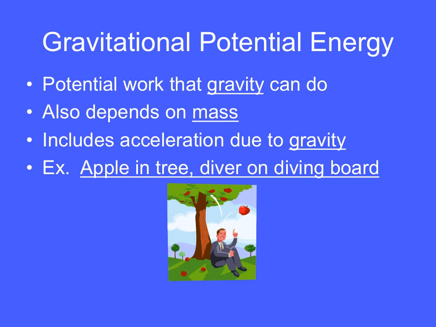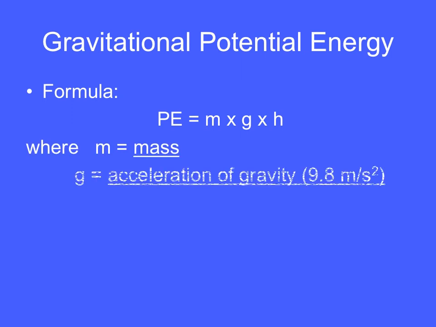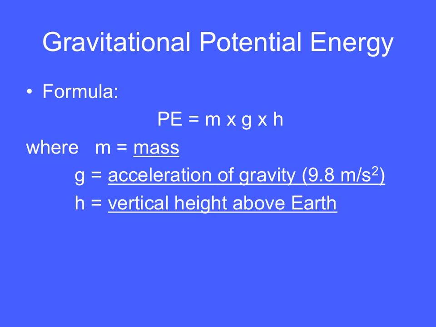So, because these are things that we can measure, we can actually do calculations with gravitational potential energy. The formula for gravitational potential energy is PE = m × g × h. Those x's are actually multiplication signs. m is your mass. g, just like in the last unit, is the acceleration due to gravity, which is 9.8 meters per second squared. h is the vertical height above the Earth. And again, because we are talking about energy, our unit is the joule.